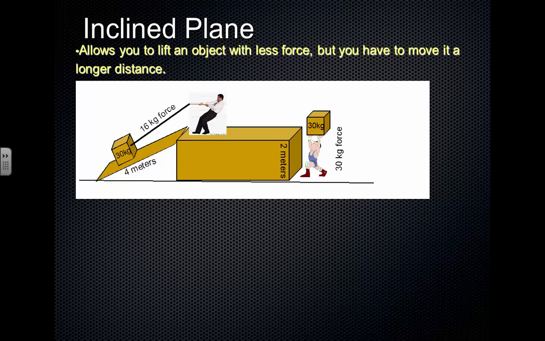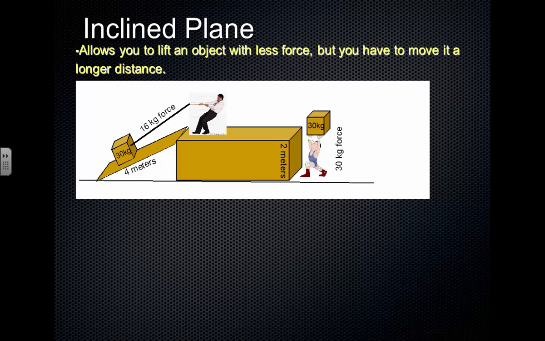So Tom is struggling to pull this object up here. He needs to use an inclined plane. And so he does. So let's think about how this actually works. So the amount of work that's being done, okay? The force that Frank has to apply is 30 kilograms. And the distance the object's moving would be what? 2 meters. Okay? All right.